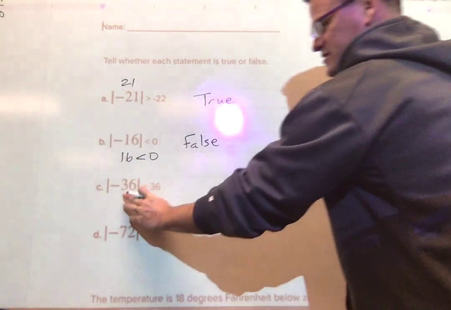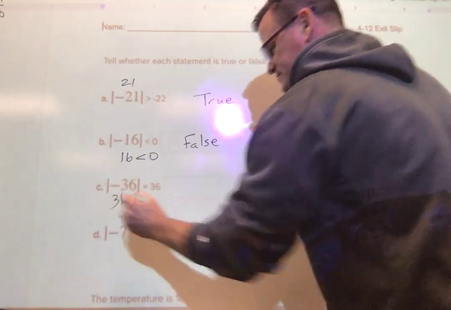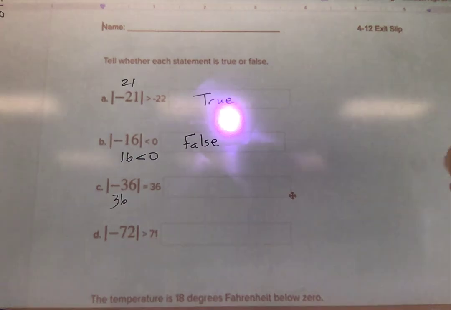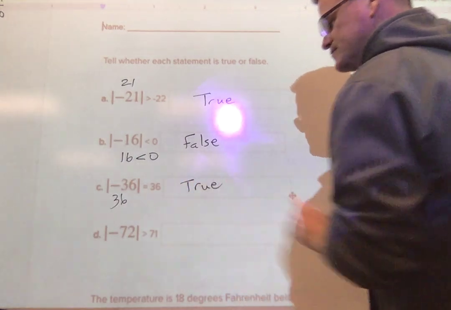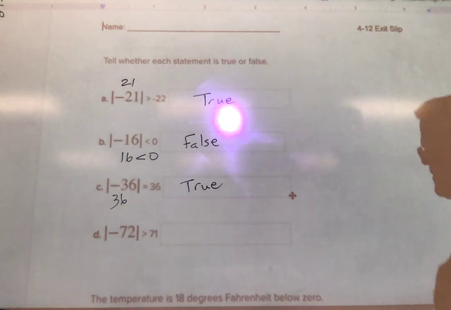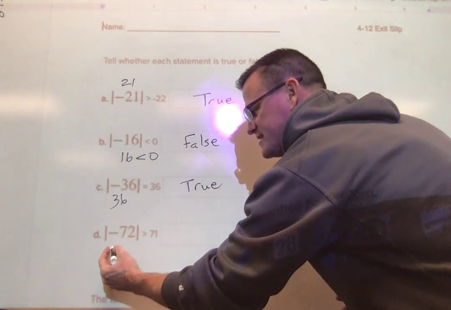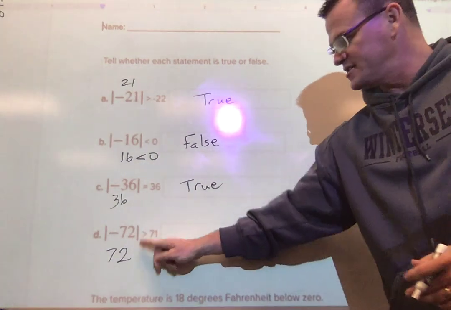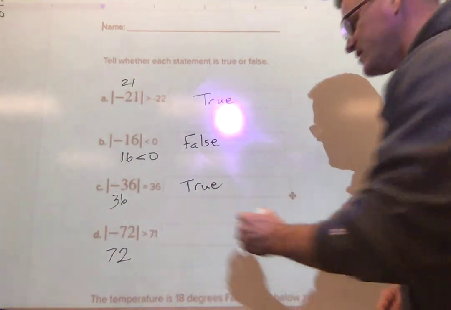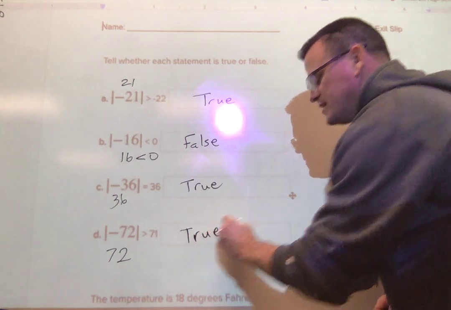So this one, the absolute value of negative 36 is 36. So does 36 equal 36? It does. And on D, with the same thinking, the absolute value of negative 72 is 72. And 72 is greater than 71, so this is also a true statement.